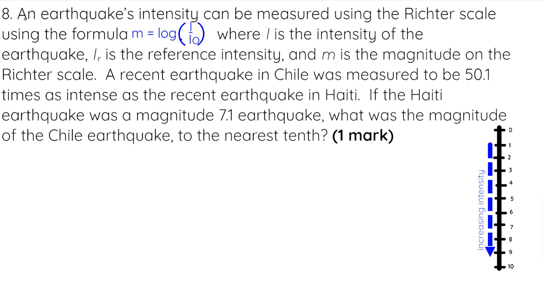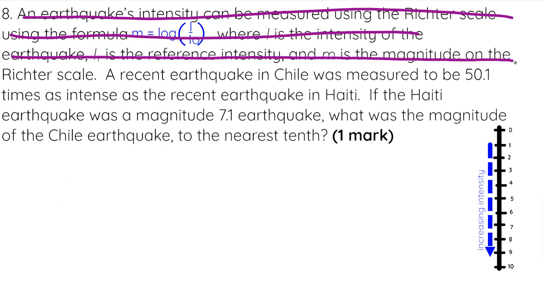An earthquake's intensity can be measured using the Richter scale, using this formula. We don't need it. Okay, all of that information is gone. We don't need that. A recent earthquake in Chile was measured at 50.1 times the intensity as an earthquake in Haiti. The earthquake in Haiti had a magnitude of 7.1. What's the earthquake magnitude in Chile?